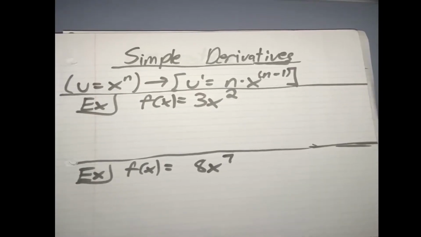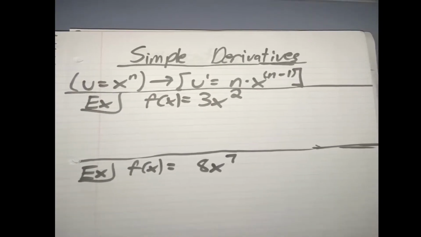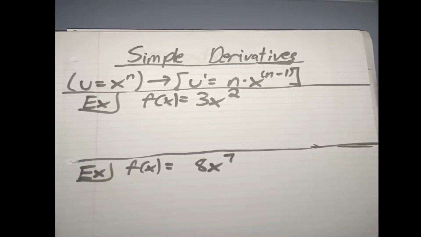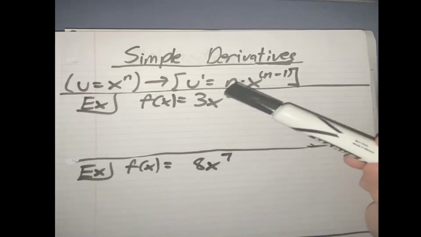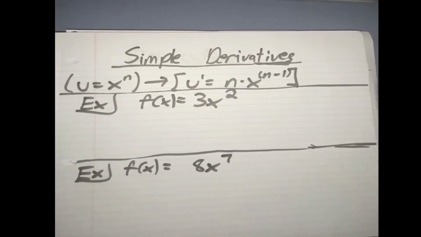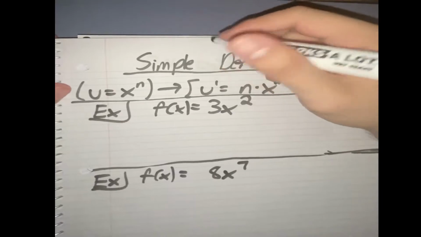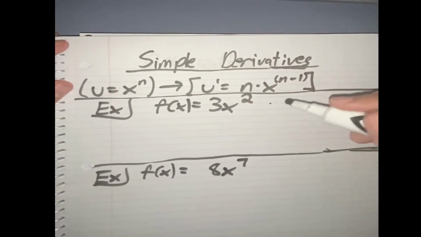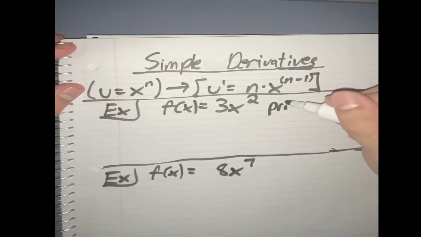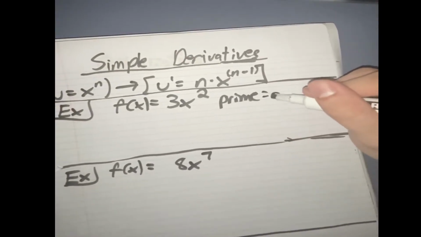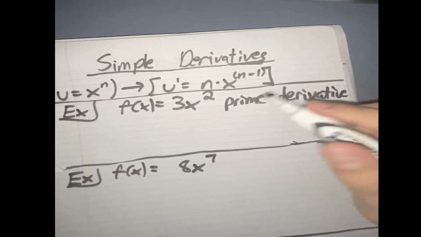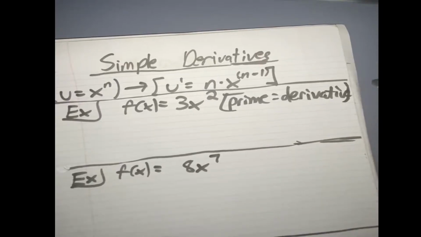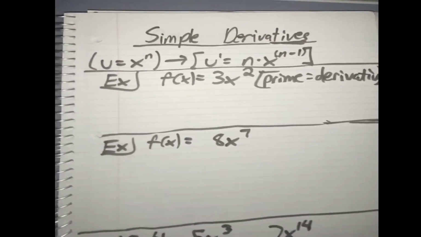This formula may look a little confusing, but we want to read it to identify how to take a derivative. Every time you see u apostrophe, it means u prime, and prime means derivative. So I'm going to write that on the side: prime is equal to derivative. This will always be true. Anytime you see prime in calculus, it means derivative.